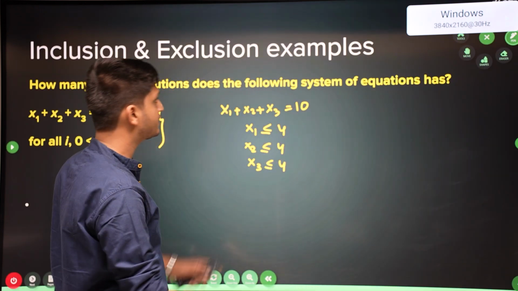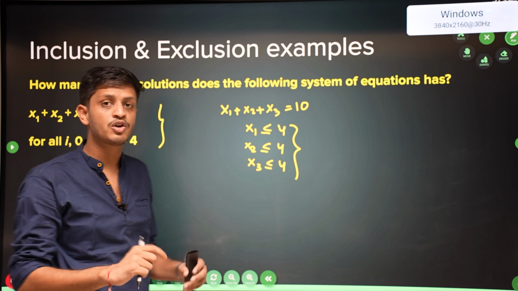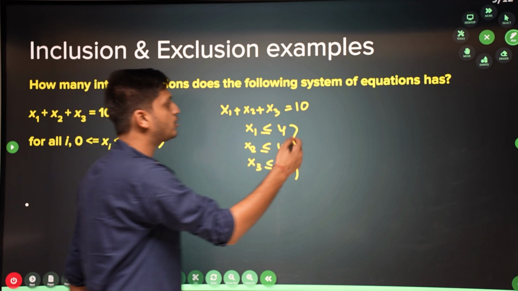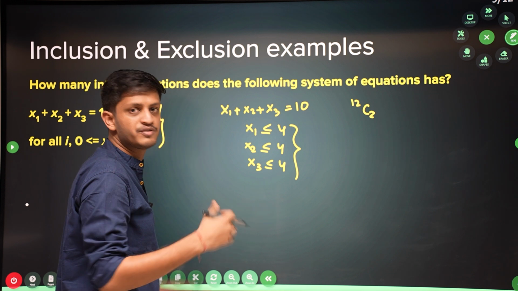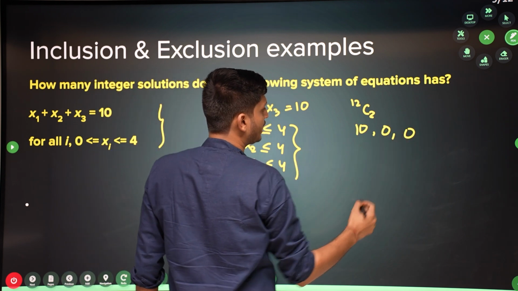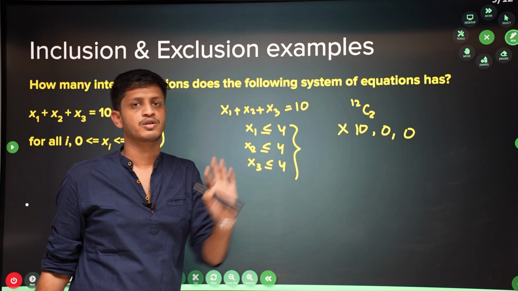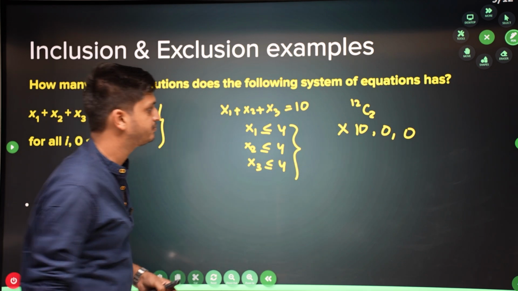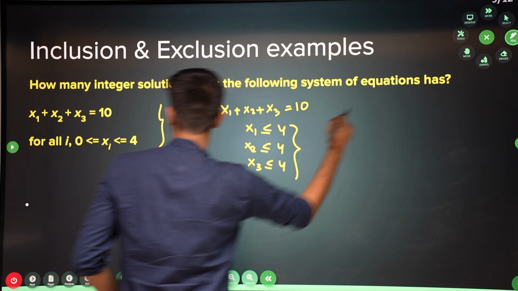These are the conditions that I am worried about. x1, x2, x3 should not cross the value 4. I already told you if there had been no condition, there are 12C2 possible ways in which you can do this. One such way is 10, 0, 0. And this is not allowed because none of x1, x2, x3 can cross 4. So we are over counting. So how will we deal with such a situation?